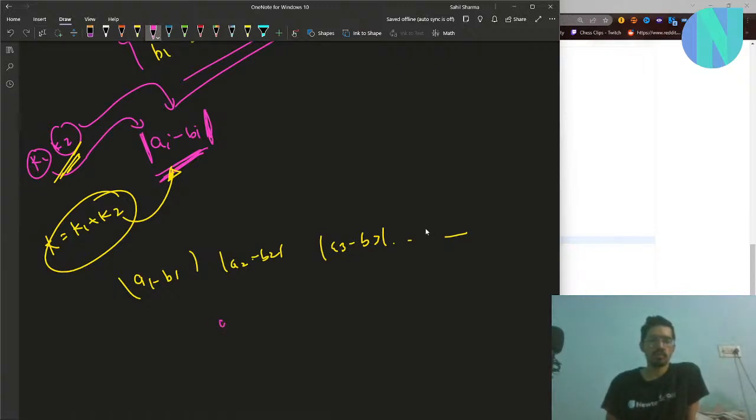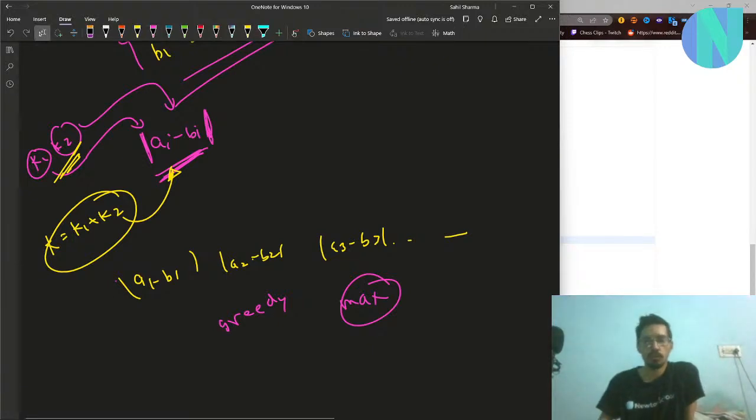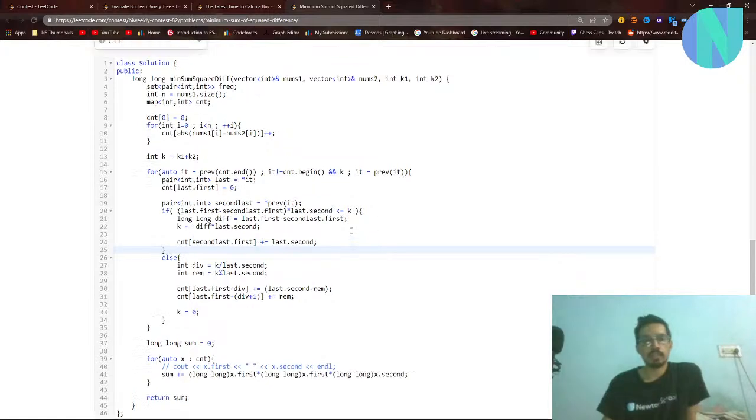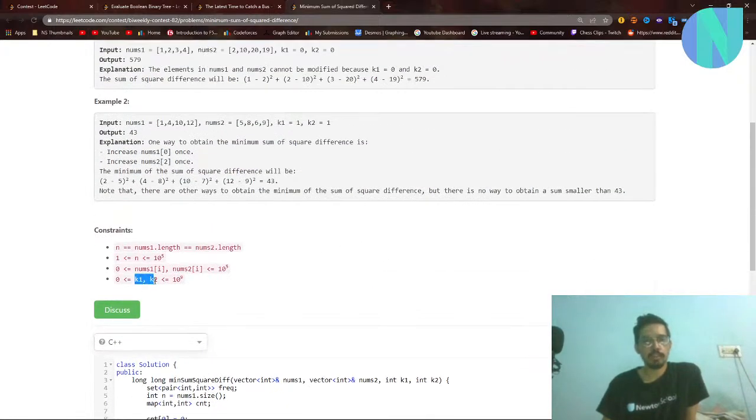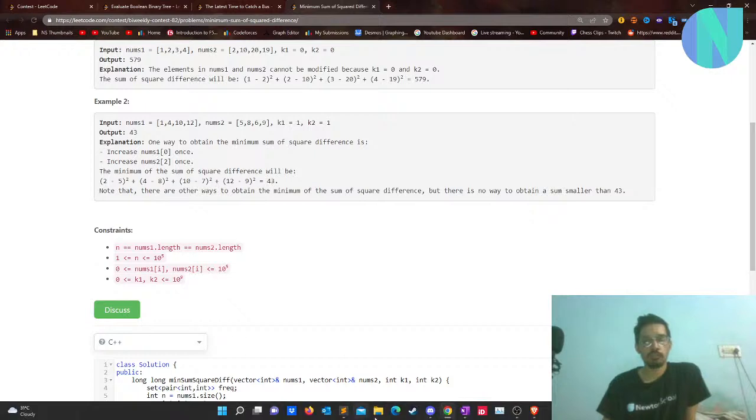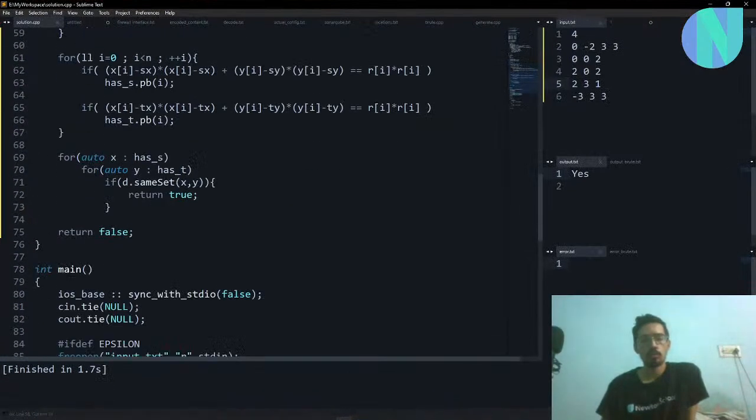So the logic is, the problem is greedy. You just have to find the value with max difference and remove one from it, and do the same thing again and again, right? That's the logic that you have to apply. But you have to apply it smartly, because k1 and k2 are up to 10 to the power 9. If you remove one every time, it will take 10 to the power 9 operations, which of course will cause a TLE. So how can you apply these operations smartly?